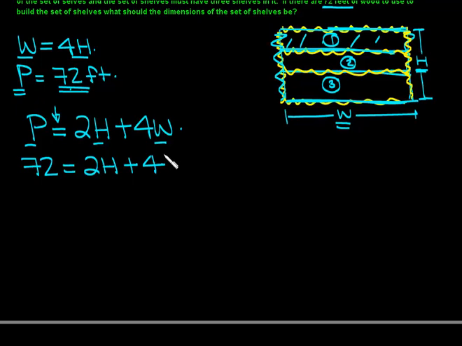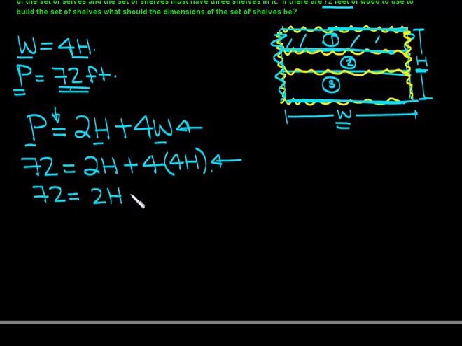According to this, it is 4 times the height. So it's 4H. That's good, because this equation had 3 unknowns, and now this one has only 1. We know how to solve that. We want all the variables on one side, but before we do that, we want to get rid of the parentheses.